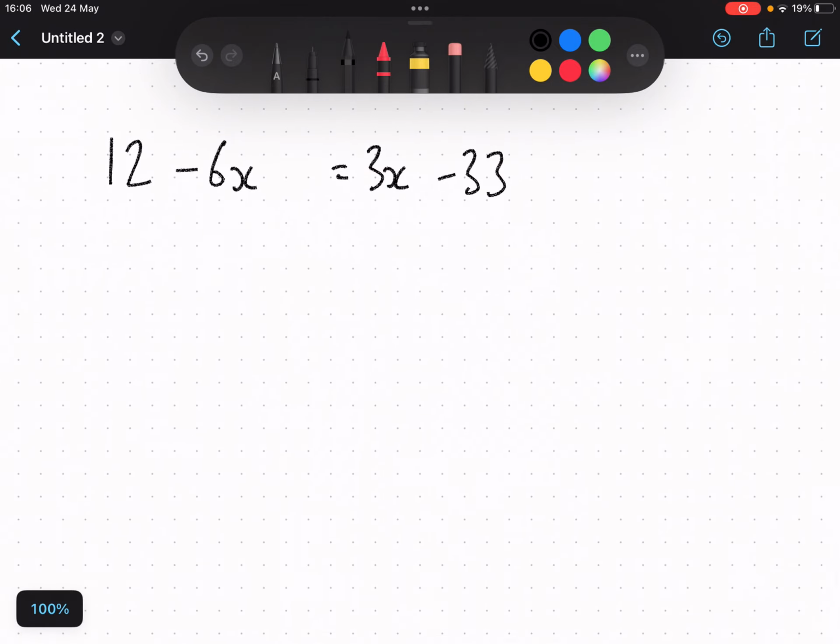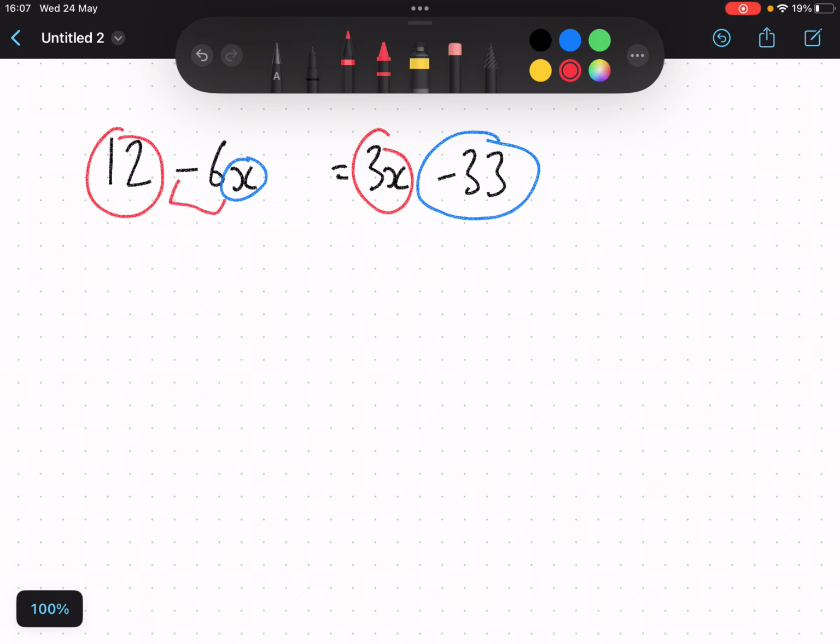Just another one of these then. So 12 minus 6x is equal to 3x minus 33. So what do I want to end up with? X equals some number. So I'm getting rid of this 3x, I'm getting rid of this 12, and I'm getting rid of that minus 6 in front of the x. Again, that minus 6 in front of the x is the last thing to get rid of.